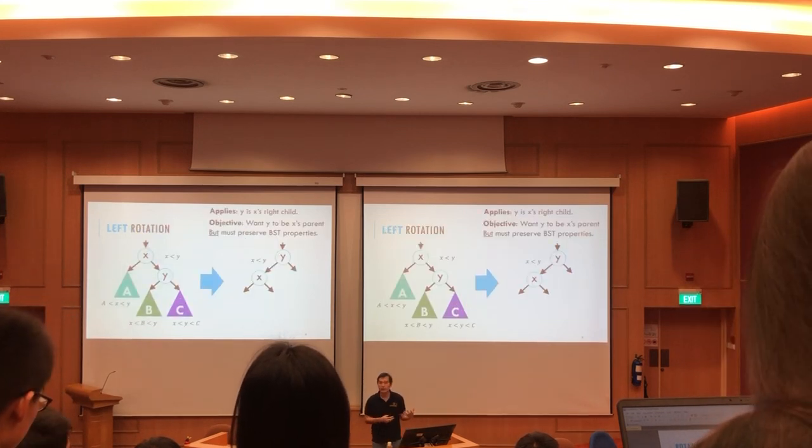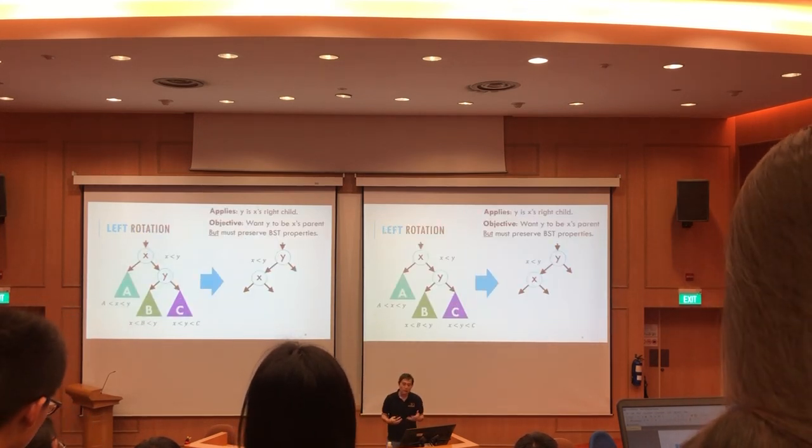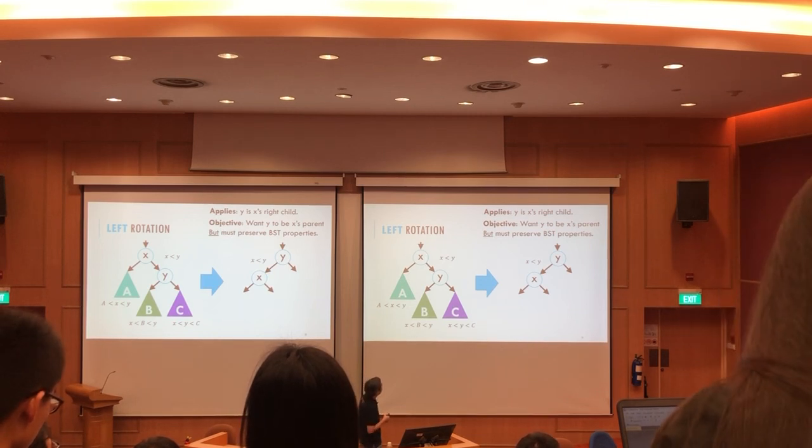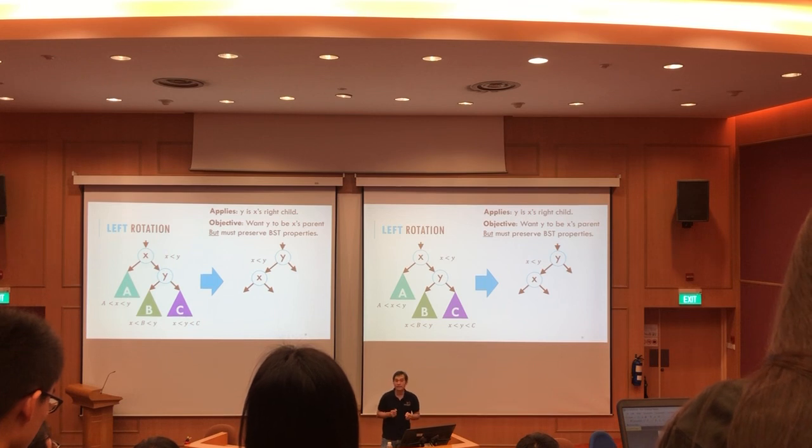So when does this rotation apply? When do you use it? We use it when y is x's right child. Okay, so in this case, x here, the y node is heavy, causing an imbalance on x. And we want to rotate it in some way. You'll see why we call it rotation in a second, in order to fix this.